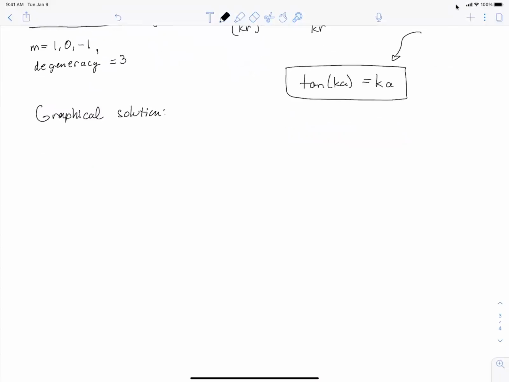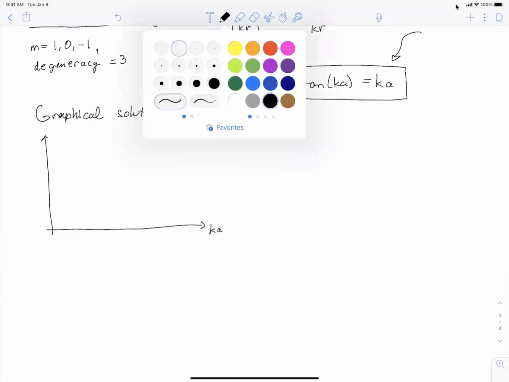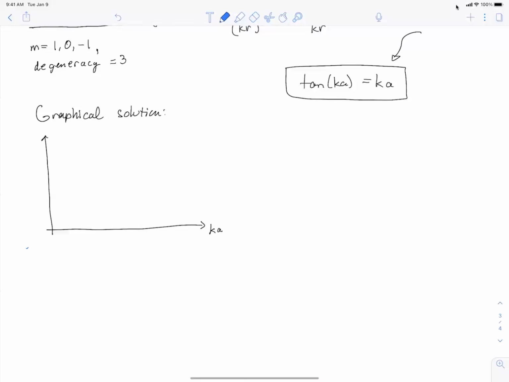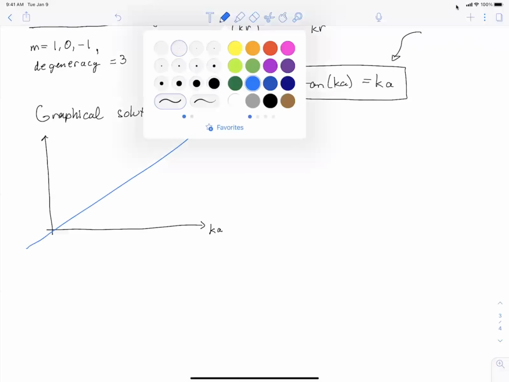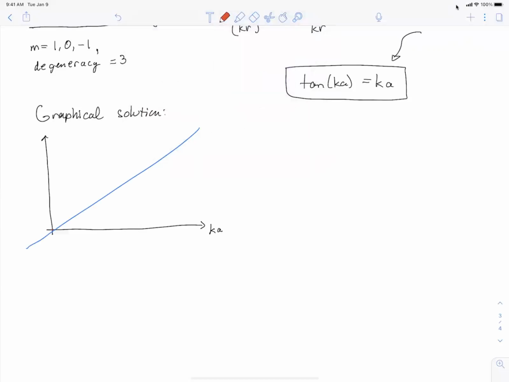Okay, so I'm doing a graph as a function of ka. On the right-hand side, I'm going to use blue for that. That's a straight line. And on the left-hand side, I want to graph tangent of ka. Let me use red for that. And so the graph of tangent ka looks something like that.